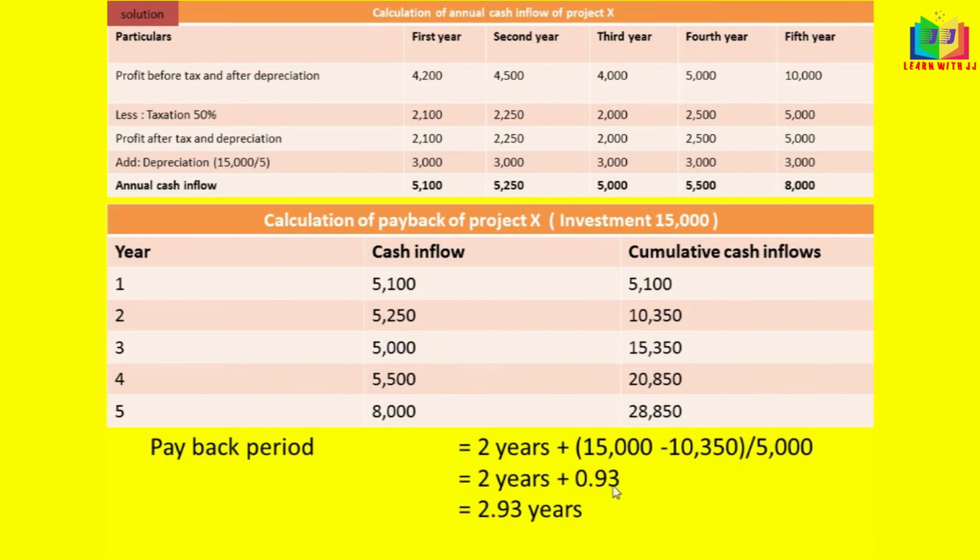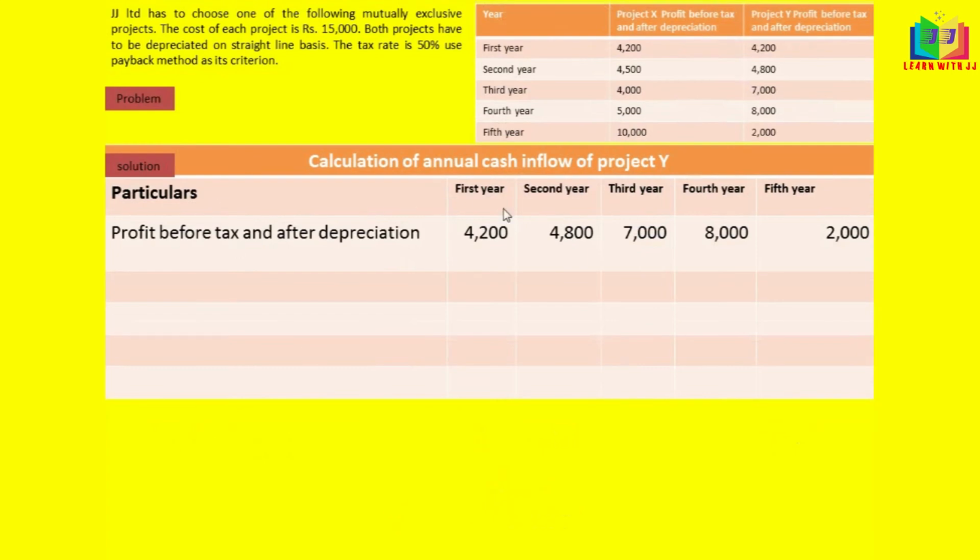So we'll get 0.93 here. So if we add this, we'll get 2.93 years. This is the payback period of this project X. And now we will calculate the payback period of project Y. The same way we have to do it here.